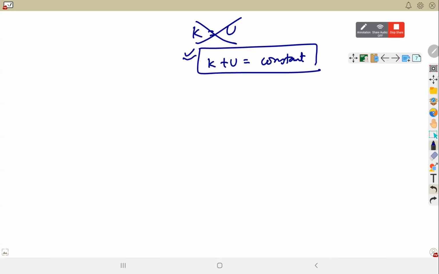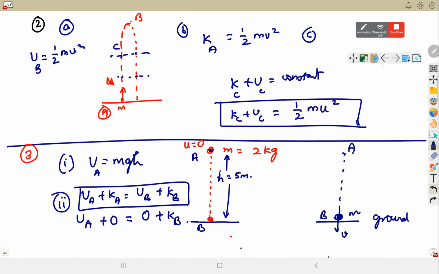So when you have to write it, you can write it: sum of kinetic plus potential is constant. This is the formula. U is equal to k gives the misinterpretation that at any point potential energy is equal to kinetic energy, which is not correct. The loss in potential energy is equal to the gain in kinetic energy.